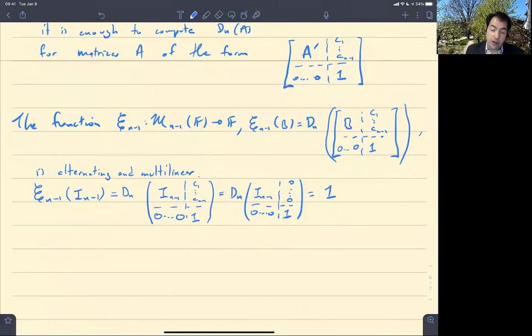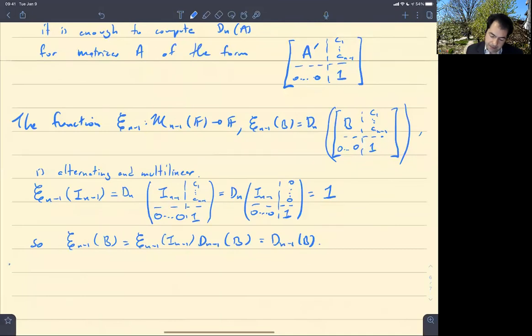So great, now we have a function that is alternating and multilinear on matrices of size n minus 1, and it's equal to 1 on the identity. So we know that this on an arbitrary matrix B is equal to this evaluated on the identity times d_{n-1}, because that one we know is unique, of B. And so since this was equal to 1 on the identity, this is equal to d_{n-1} of B.